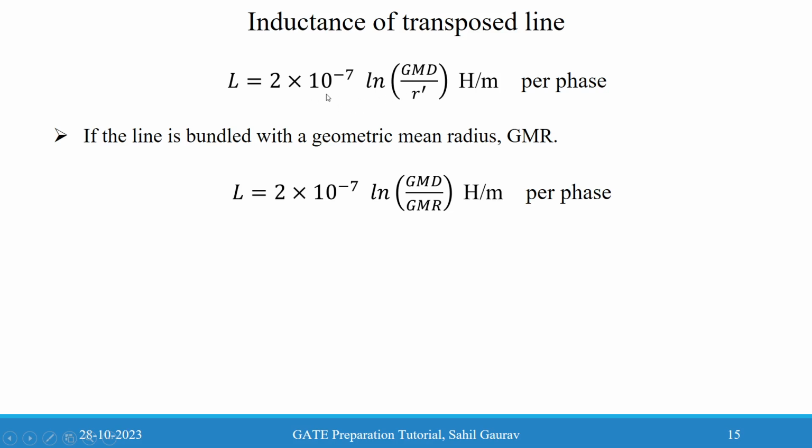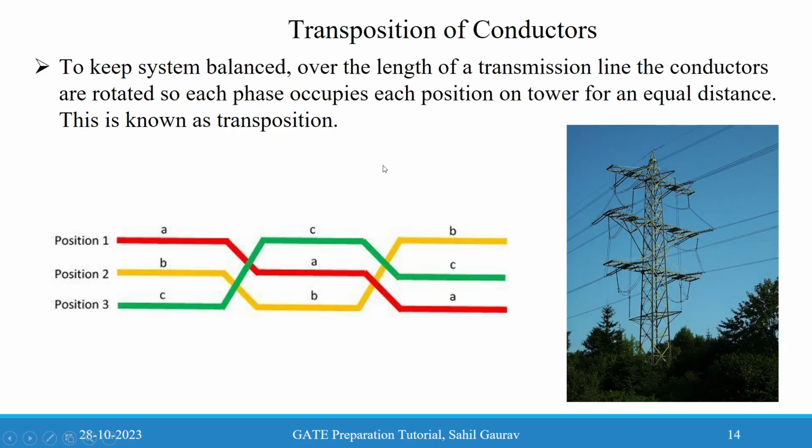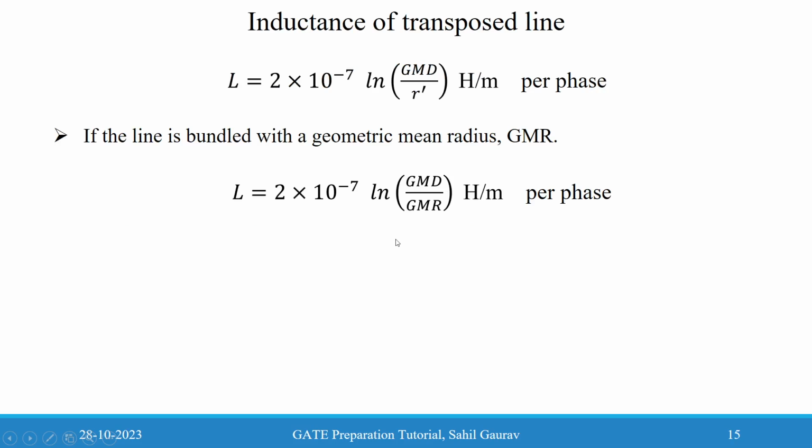L is equal to 2 into 10 to the power minus 7 ln GMD divided by R dash Henry per meter per phase. And suppose each conductor is bundled in nature. Then this R dash will convert into GMR. So in place of R dash, you have to use the geometric mean radius for the bundle conductors, and you will get the transposed line with bundle conductors. You will get the expression L is equal to 2 into 10 to the power minus 7 ln GMD divided by GMR Henry per meter. That is for single phase.